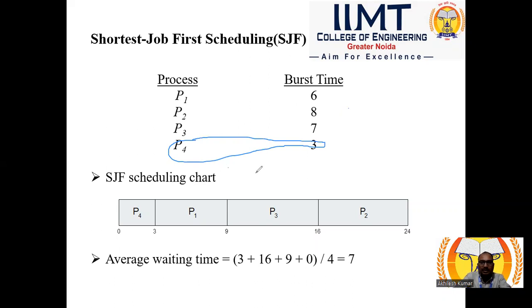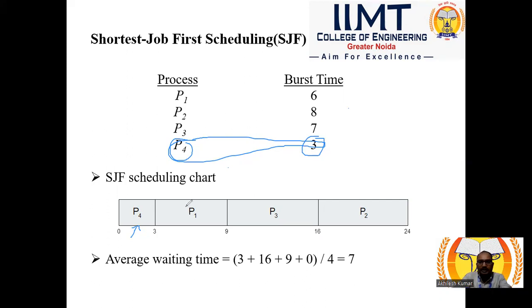So we will start the execution of process P4 firstly. We execute process P4 for 3 units of time. Then we execute process P1, and then P3, and then P2. We prepare a Gantt chart according to the shortest job first scheduling here.